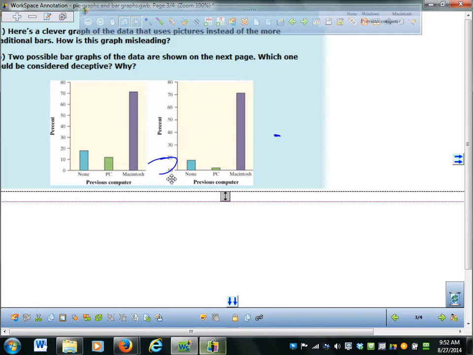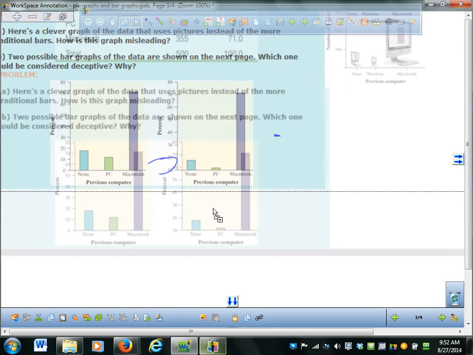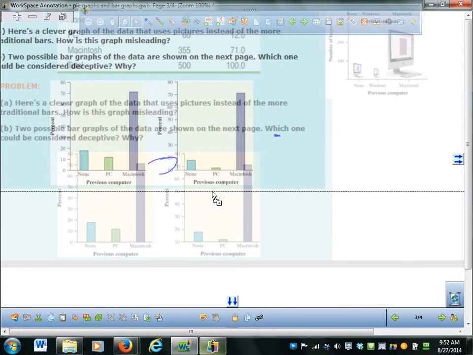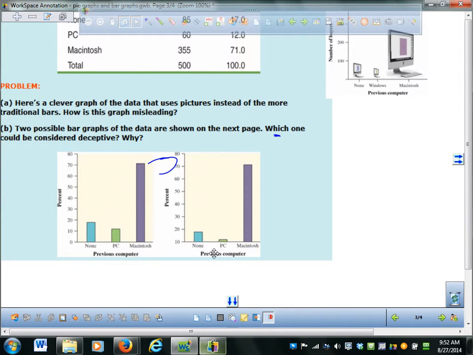Very good. Because that's what people do a lot of times to try to make a point. They don't start at 0. See how it's starting at 10? So what was the actual data? This was PCs 6, so that would correspond to 12%, even though it looks like it's 1 or 2%. So they're starting at 10 to exaggerate how many more people were Macs.